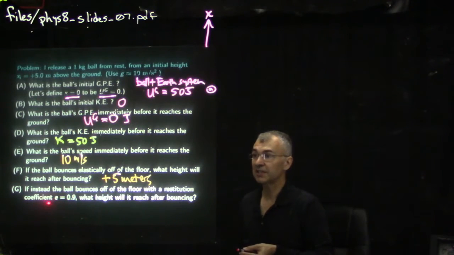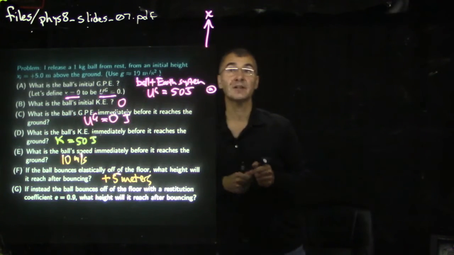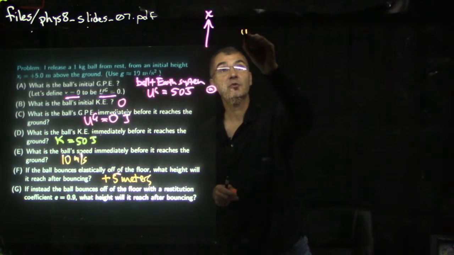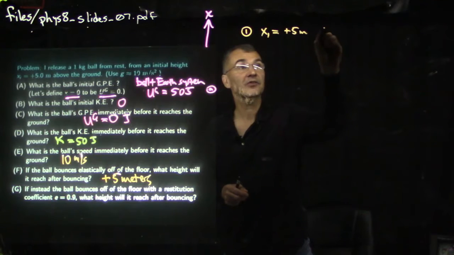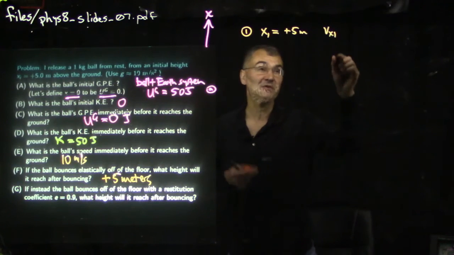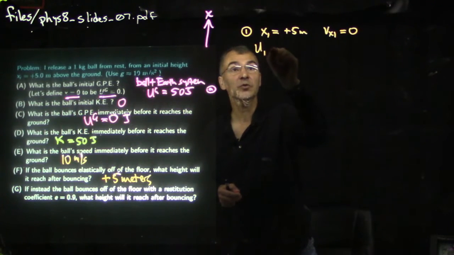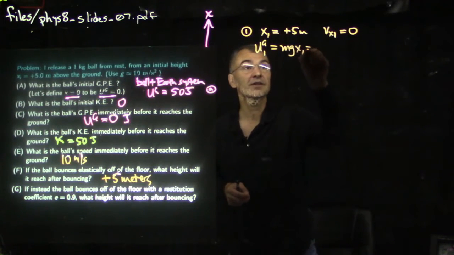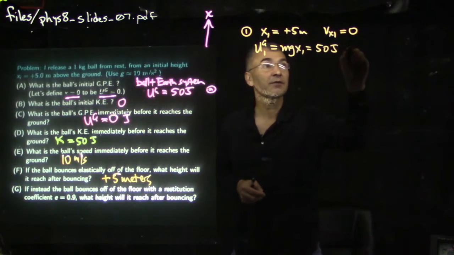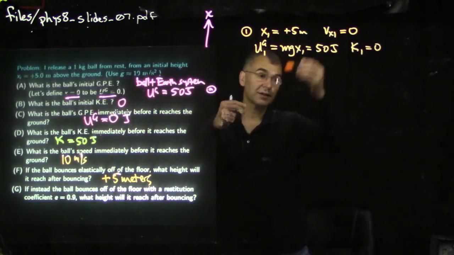Now this last part is tricky. If instead the ball bounces off the floor with a restitution coefficient e equals 0.9, what height will it reach after bouncing? This is pretty tricky. Okay, so let's say step 1, we have x1 equals plus 5 meters, v_x1 equals 0. So then we have U1, which is gravitational, mgx1, is 50 joules, and we have K1 equals 0 because it's not moving. Okay, so that's before I release the ball.